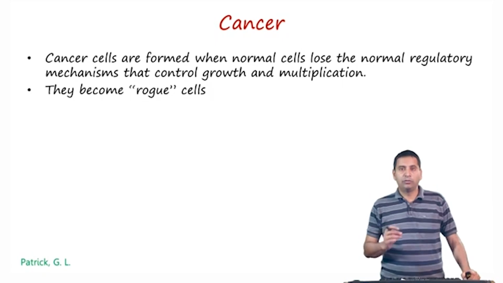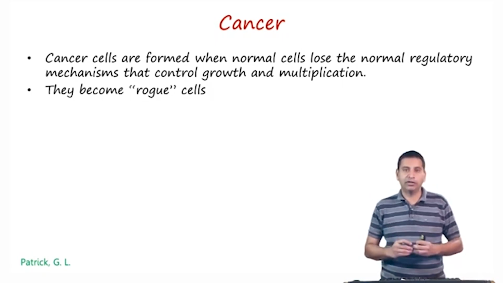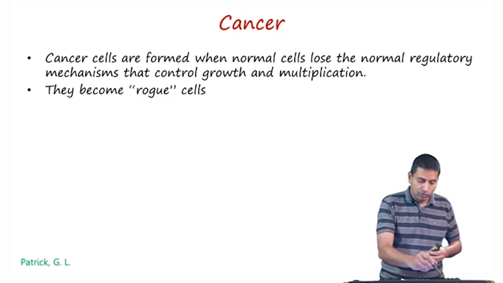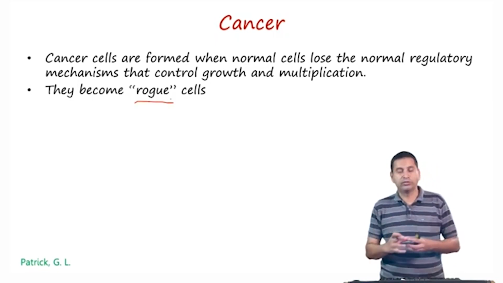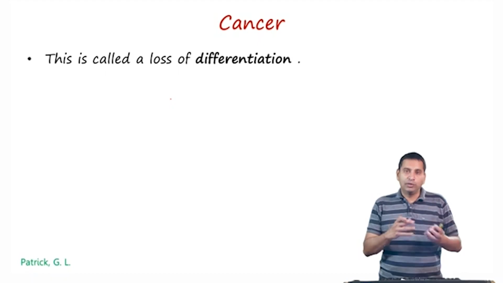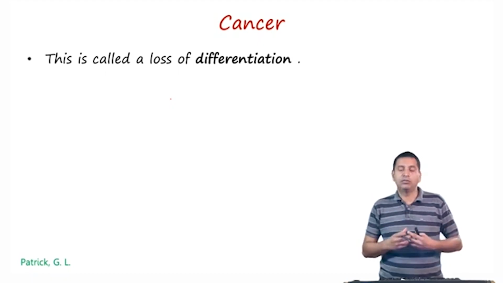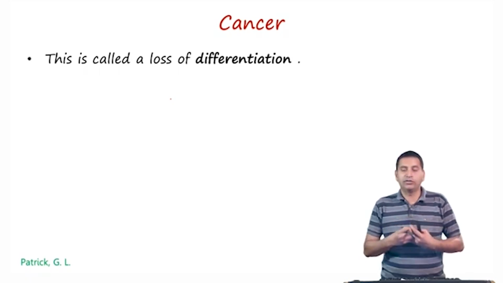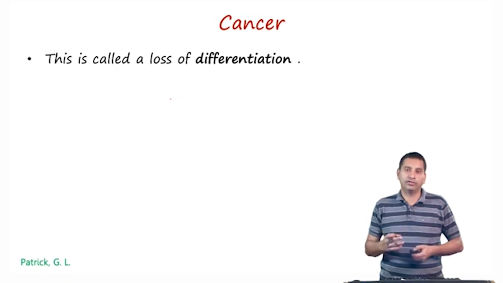So, cancer cells are formed when normal cells lose the normal regulatory mechanisms that control growth and multiplication. So, these cells become what are known as rogue cells. Rogue cells are nothing but cells which are not going to follow the rules. So, this process is called loss of differentiation. Typically, when a cell divides, it goes through a process called differentiation. Differentiation means that all our cells are derived from germ cells or stem cells, and at some point these cells differentiate and become bone cells or muscle cells and so on. So, in cancer, this process is accompanied by a loss of differentiation.